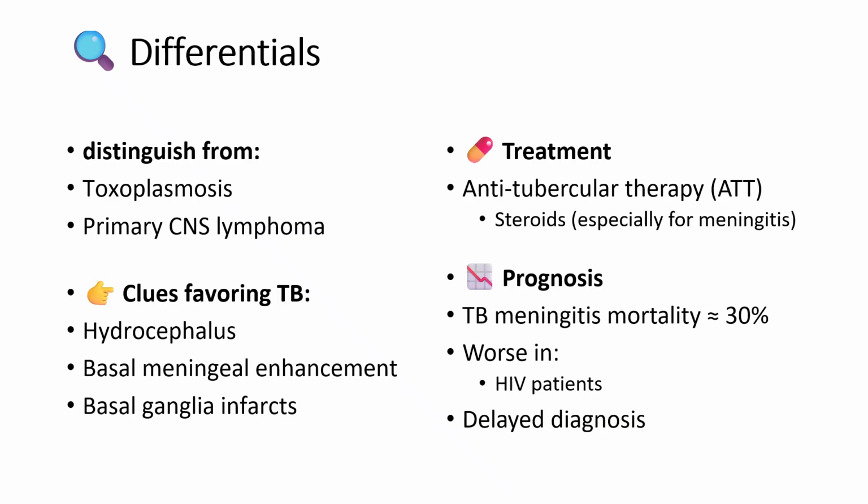Treatment is anti-tubercular therapy with steroids, especially in case of meningitis. TB meningitis mortality is 30%. It can worsen in HIV patients. It is usually due to delayed diagnosis.